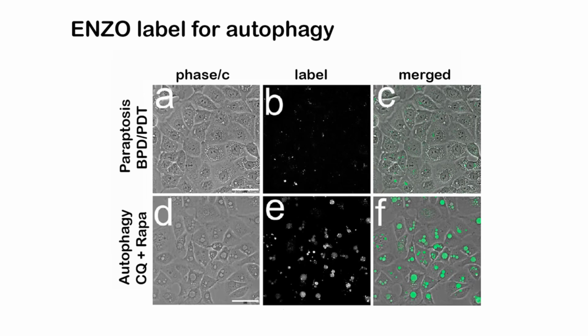In this image, we use a probe provided by Enzo that labels autophagic vacuoles to show that the vacuoles formed during paraptosis are not the same as the vacuoles formed during autophagy. We induce autophagy here with chloroquine and rapamycin, paraptosis with BPD and light. And the vacuoles formed with the autophagic procedure are clearly labeled with this green fluorescent probe, where we see the vacuoles formed during paraptosis are not. So these are not autophagic vacuoles.